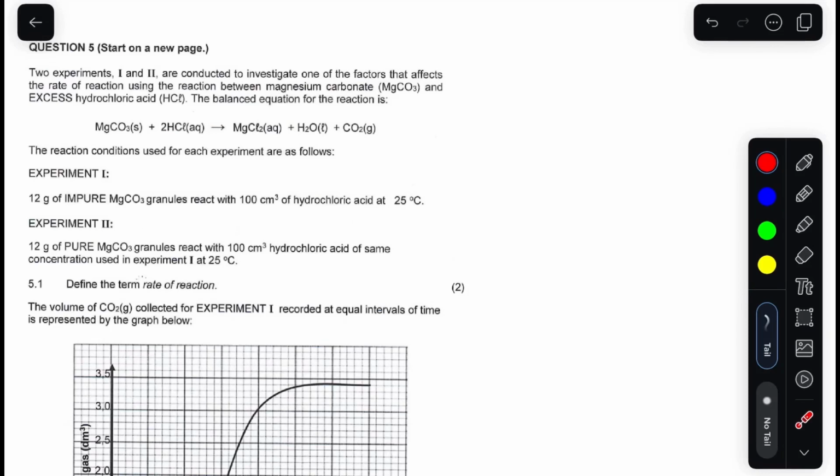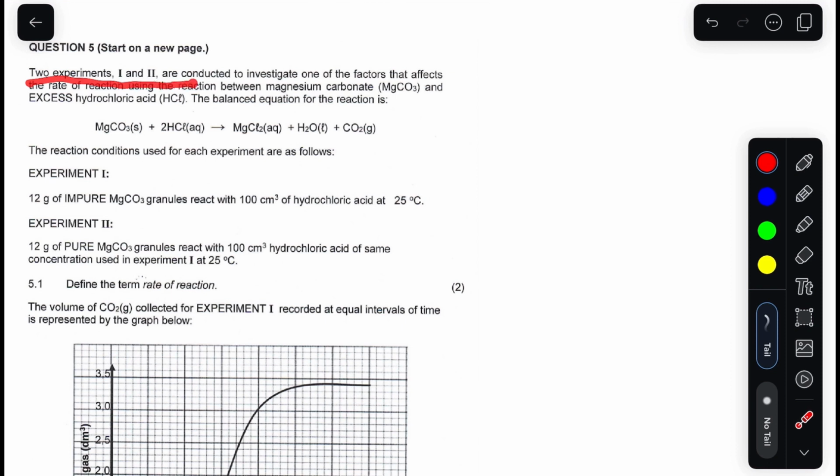Good day, folks. This is question 5, which is the reaction rate. Let's cut to the chase. This is Northwest, September 2023.